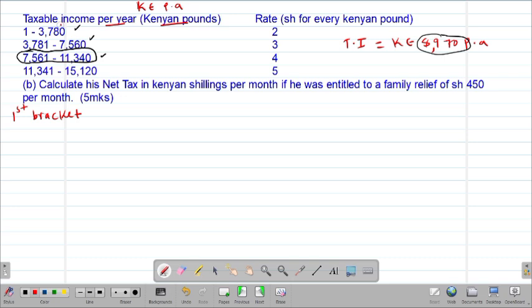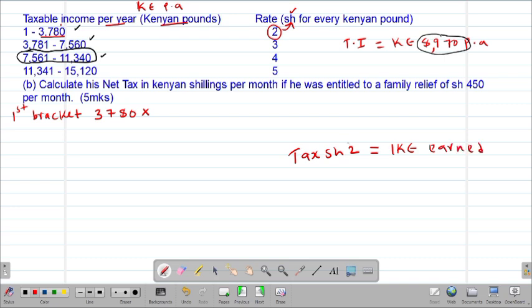For the first one, you simply pick the first amount that is appearing here, this is 37.80. Then you are going to multiply with the rate. Now we need to interpret this second part. For example, the 2 is going to pick the first value that we are having here. The interpretation is that this person is paying a tax of 2 Kenya shillings for every 1 Kenyan pound that he's earning.